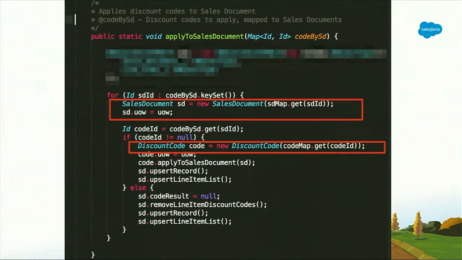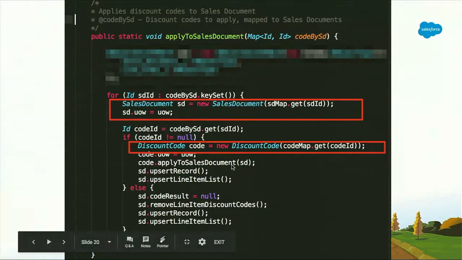The model classes also have methods. Methods usually represent business operations. For example, the discount code has a method called apply to sales document. And as you see, apply to sales document is getting as an input a sales document model class instance. So basically what is happening, the discount code instance makes a business operation on a sales document instance.